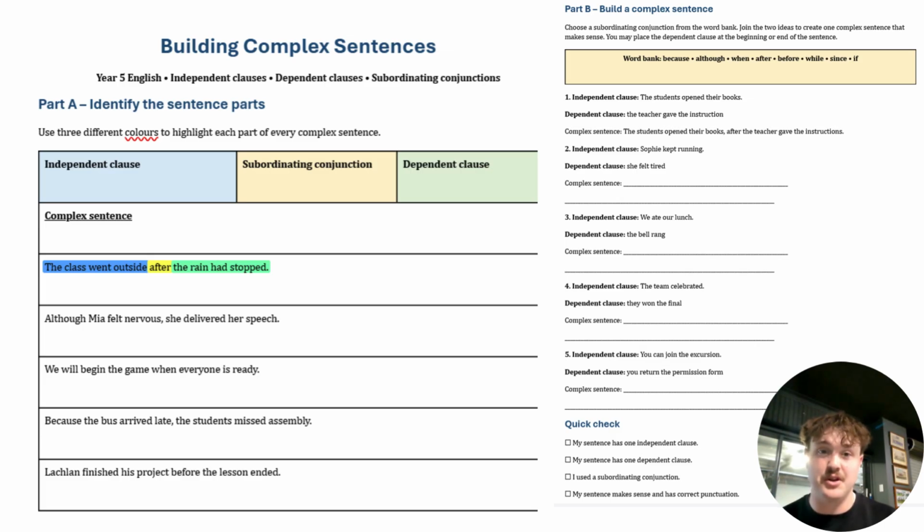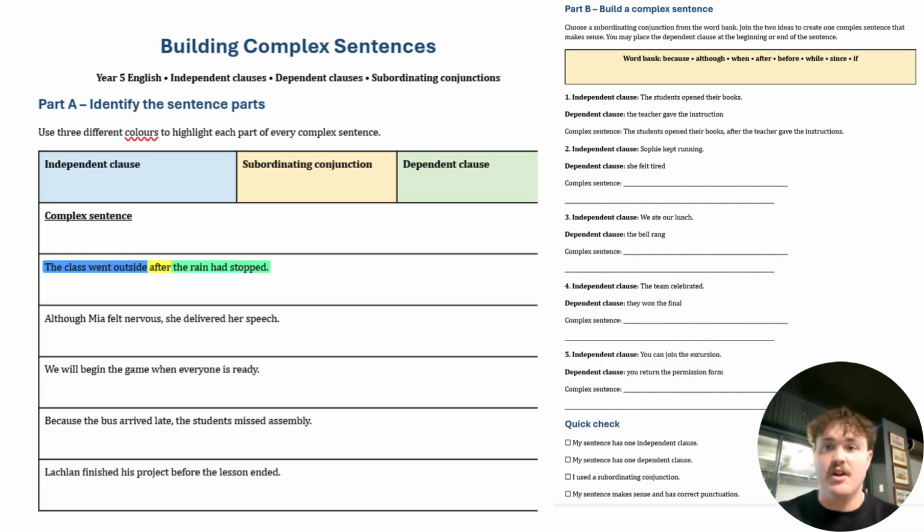I deliberately designed the worksheet this way because it progresses from identification to construction. The quick check at the end also encourages students to consider whether their sentence contains an independent clause, a dependent clause, a subordinating conjunction, and whether the complete sentence makes sense and uses correct punctuation. This provides meaningful formative assessment information. If a student can identify clauses but struggles to construct their own sentence, I know that the next instructional step needs to focus on applying the grammatical knowledge rather than just simply identifying the terms.